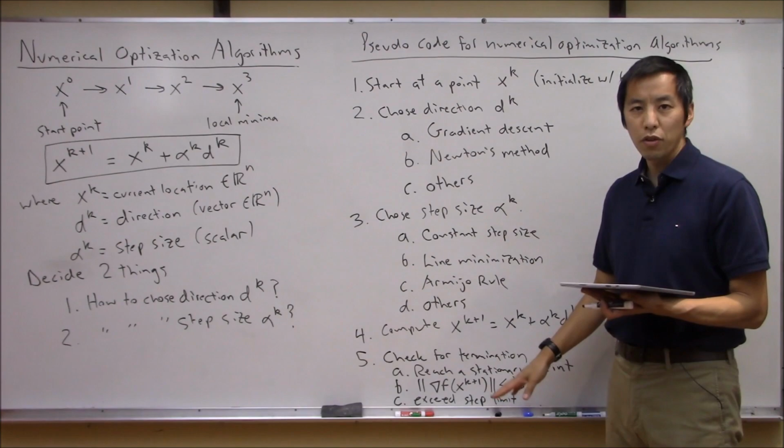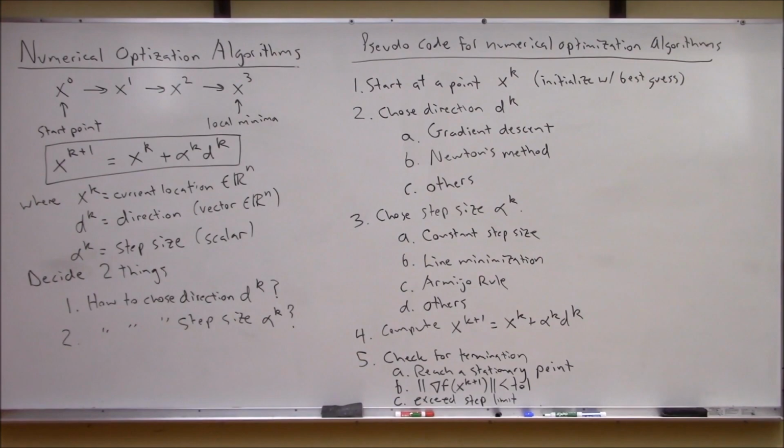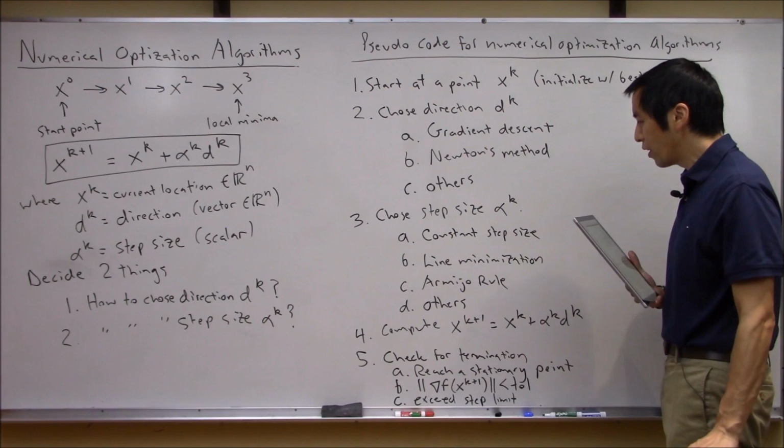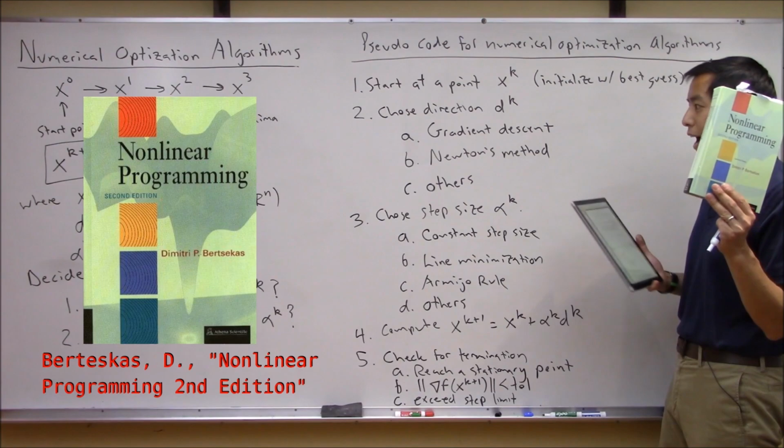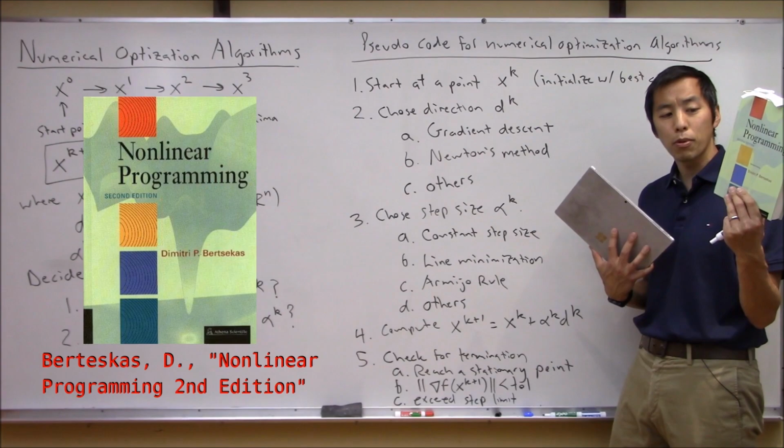And again, if you look at this, this is where the richness with numerical optimization comes in, because there are tons and tons of different ways to do this. In fact, all of these different methods could probably fill up an entire book. And here's one of the best books outlining a lot of different popular methods of how to go about implementing this numerical optimization algorithm. This is Nonlinear Programming by Bertsekas. And I would highly recommend this if you're interested.